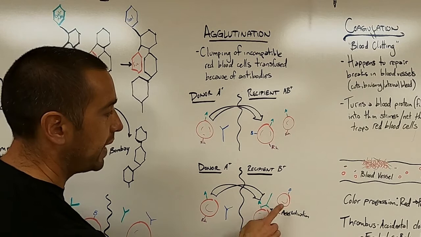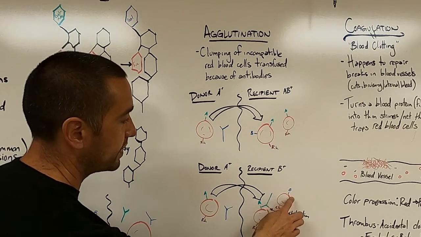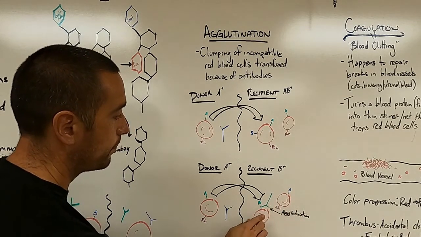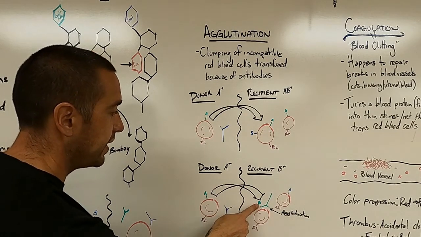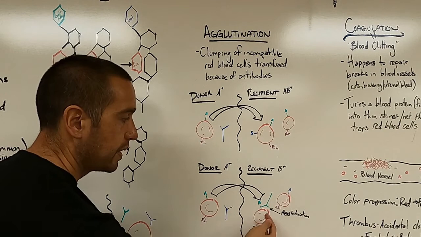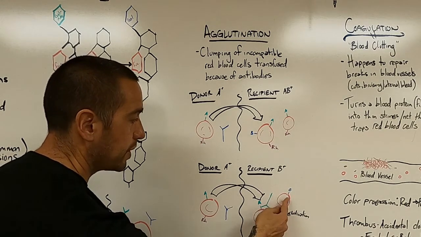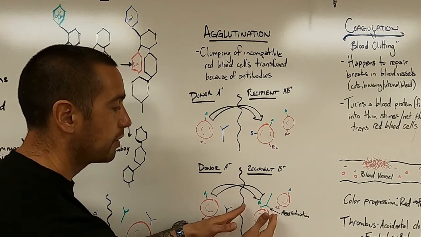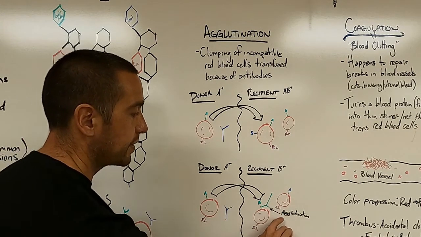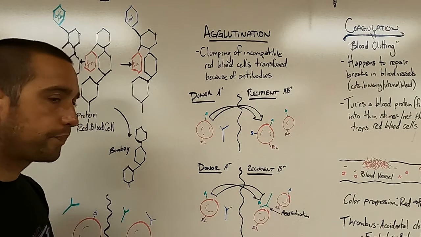That means that they would make antibodies against A because they don't have A antigens. And so when we take this red blood cell that has A and Rh antigens, the antibodies present in this person's plasma would attach to them and cause them to clump up with other of those same red blood cells. That is a process called agglutination.